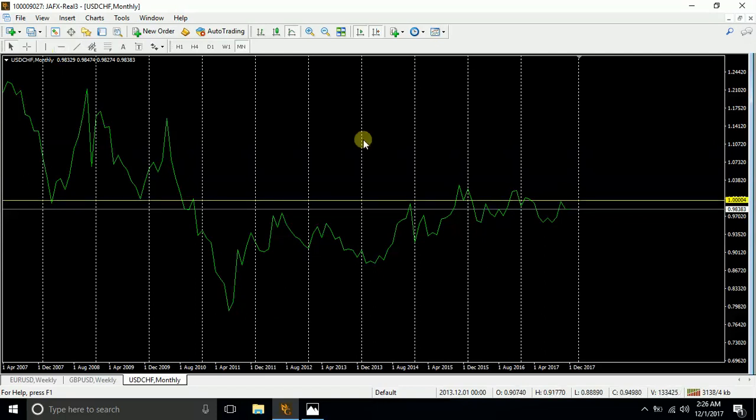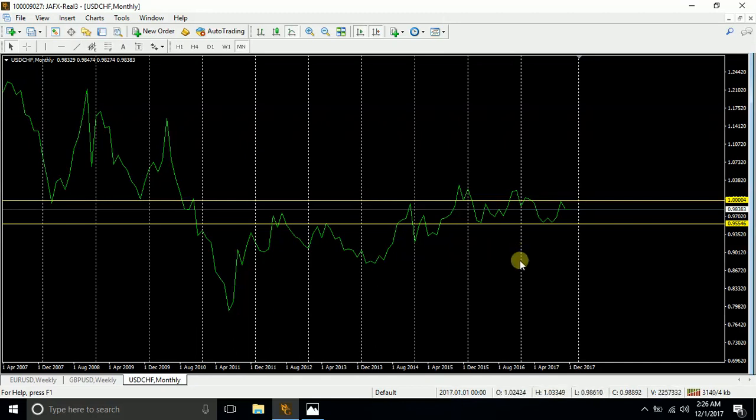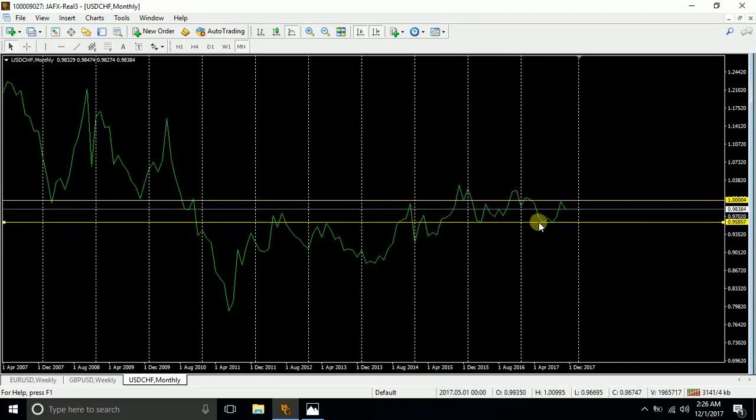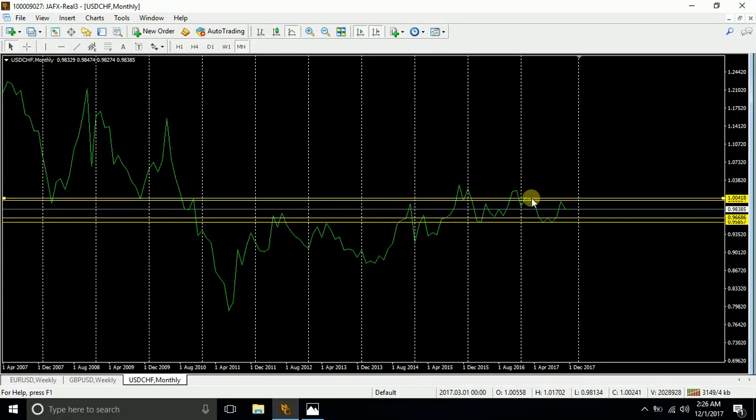Most recent 4 pivots. 1, 2, 3, 4, 5. I'm going to do them right here since it's so close. Okay. Now, from here, let's zoom in.